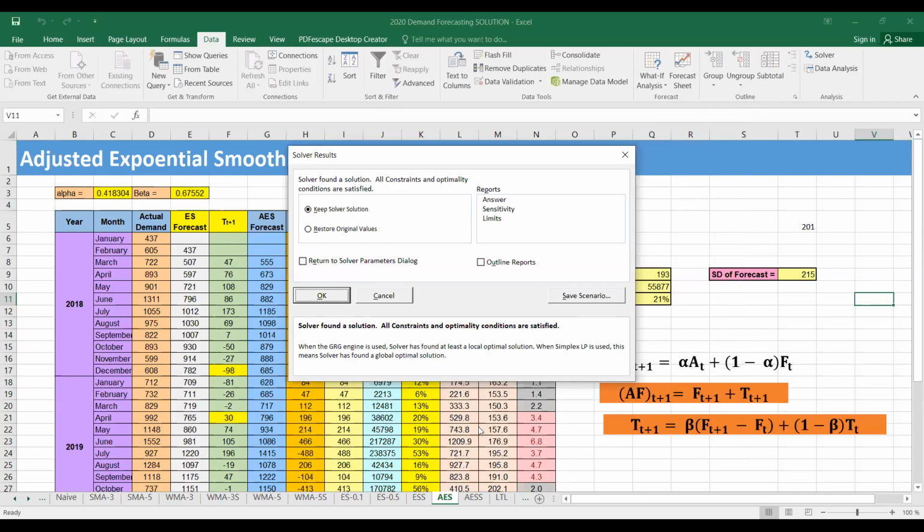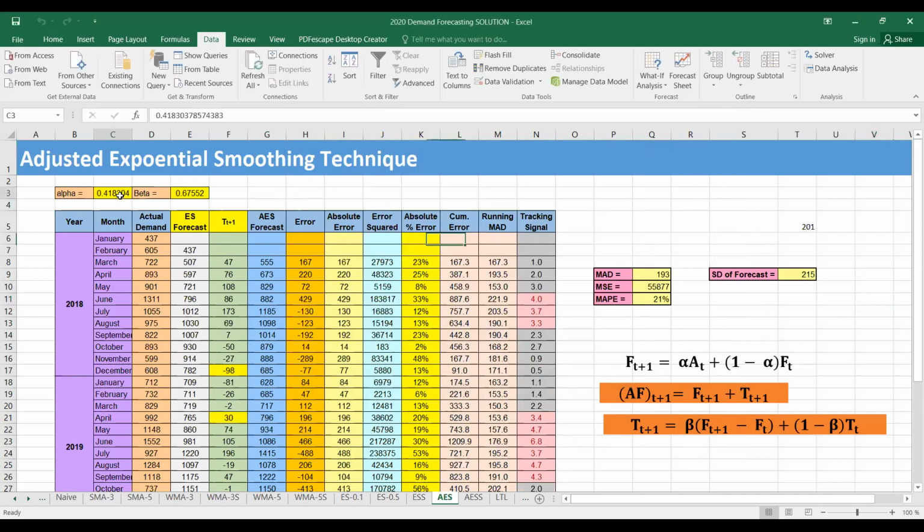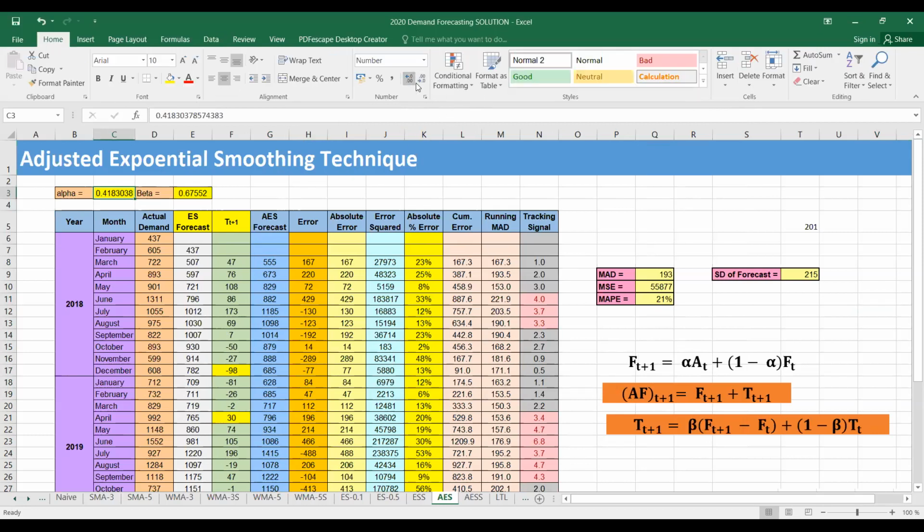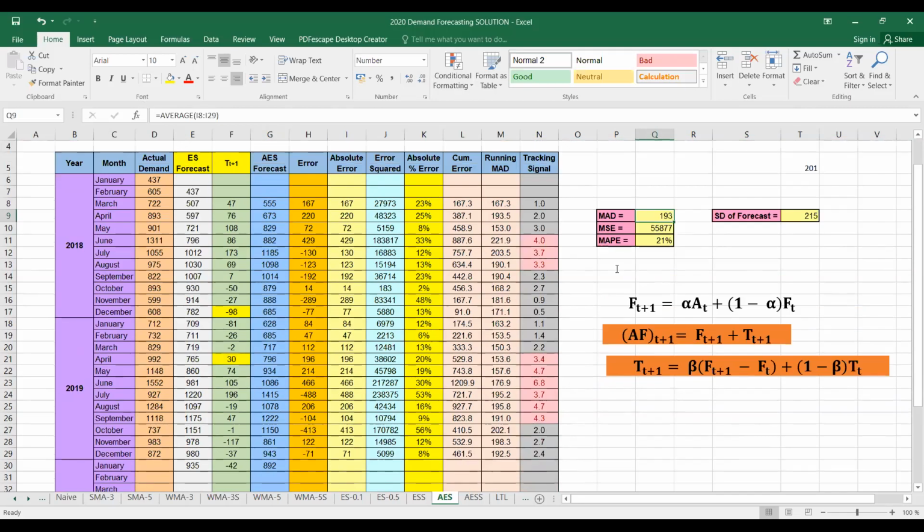Now, the alpha turns out to be 0.42 and beta turns out to be the following. MAD was 201 with alpha 0.3 and beta 0.3. It reduces to 193, and you could compare the MSE and MAPE as well. So in this way, we can use adjusted exponential smoothing to incorporate the impact of increasing or decreasing trend.